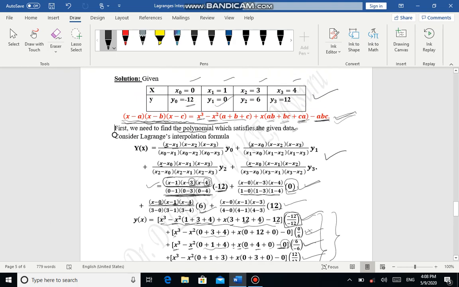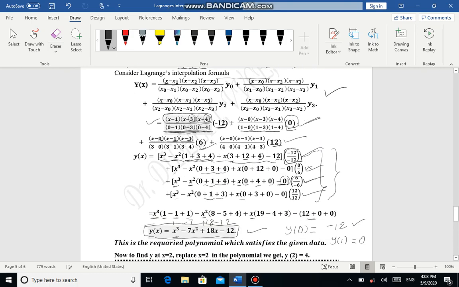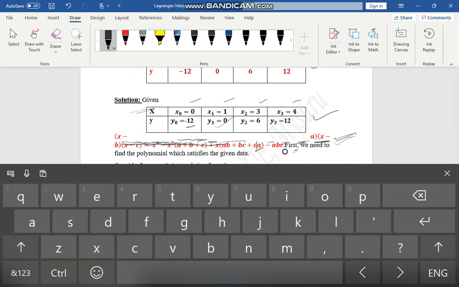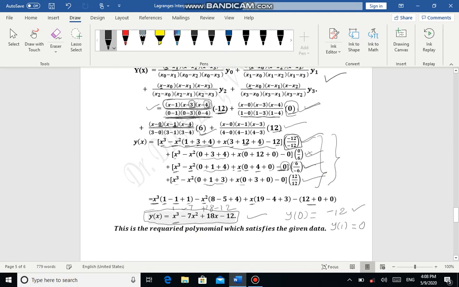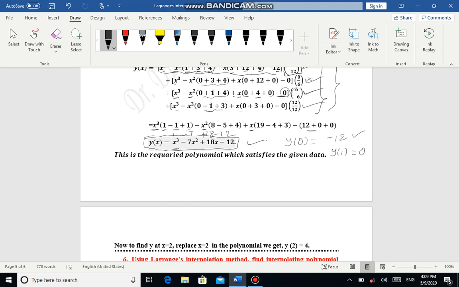Now the next part: we need to find the polynomial. That part is over. So this is the required polynomial. We need to find out y when x is equal to 2. In the given polynomial you got, replace x is equal to 2. Now to find y at x is equal to 2, replace x is equal to 2 in this polynomial. You will get the required answer. So this is the procedure of finding a Lagrange's polynomial or interpolating polynomial by using Lagrange's interpolation formula.